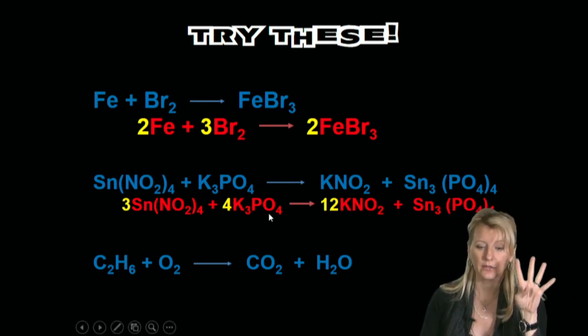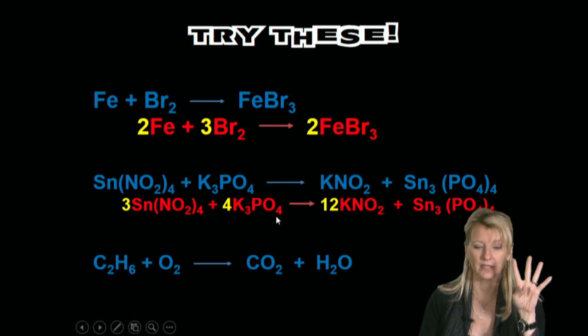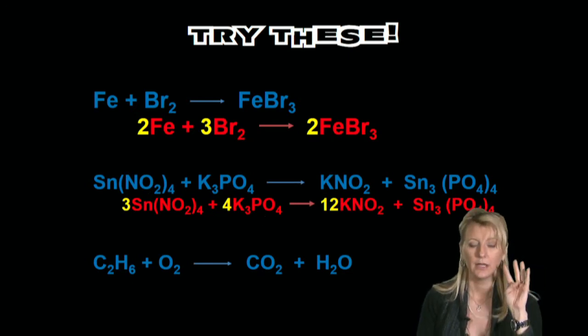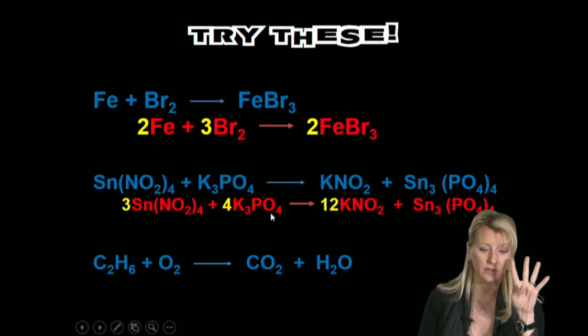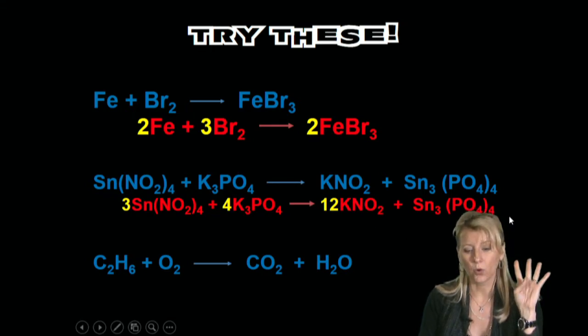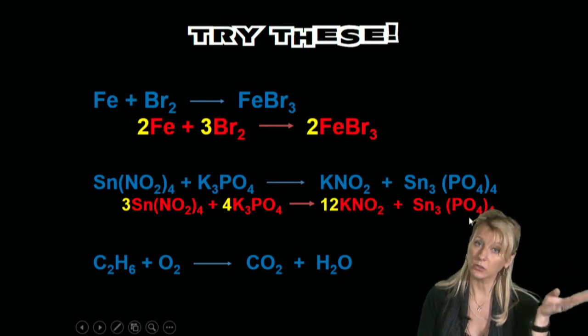So then I looked at the other side and I didn't have 4 of them. It says I only have 1. There's only one polyatomic ion called PO4. So because I need 4 and there's only 1 of them, I put the coefficient 4 in front. So now they match. 4 PO4s on the reactant side and 4 on the product side. Okay, so that's good. Those match.